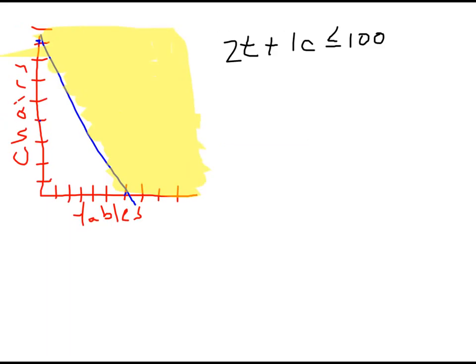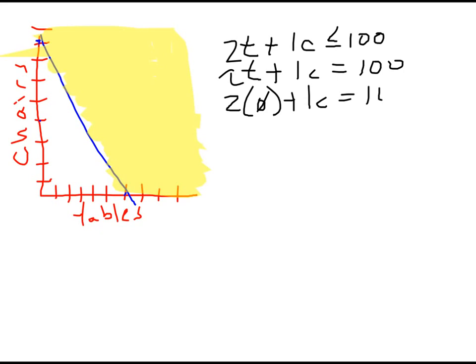Okay, so let's now solve the next constraint. This was the constraint for painting and varnishing: 2t plus 1c is less than or equal to 100. Again, because I want to graph this line, I'm going to change this to a 100. So first I'm going to substitute t with 0, which gives me c equals 100. So t equals 0 and c equals 100.